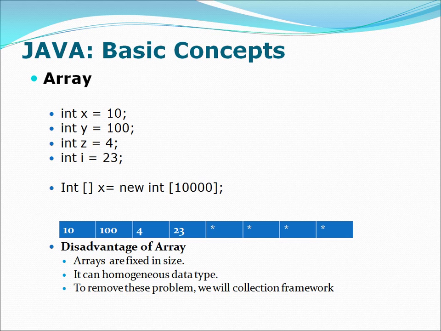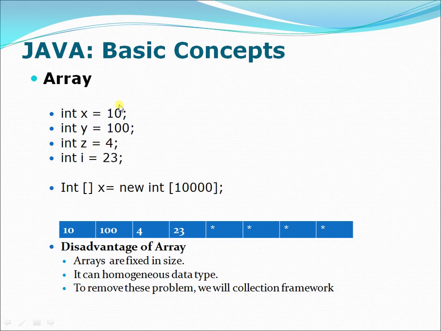Now what is the special thing about an array? An array will store the data in contiguous location. Suppose I put 10 in this array, then it goes to 10. Again, if I put 100 in this array, it will go to 100. Then 4, then 23. Whatever data I have, I keep on putting.